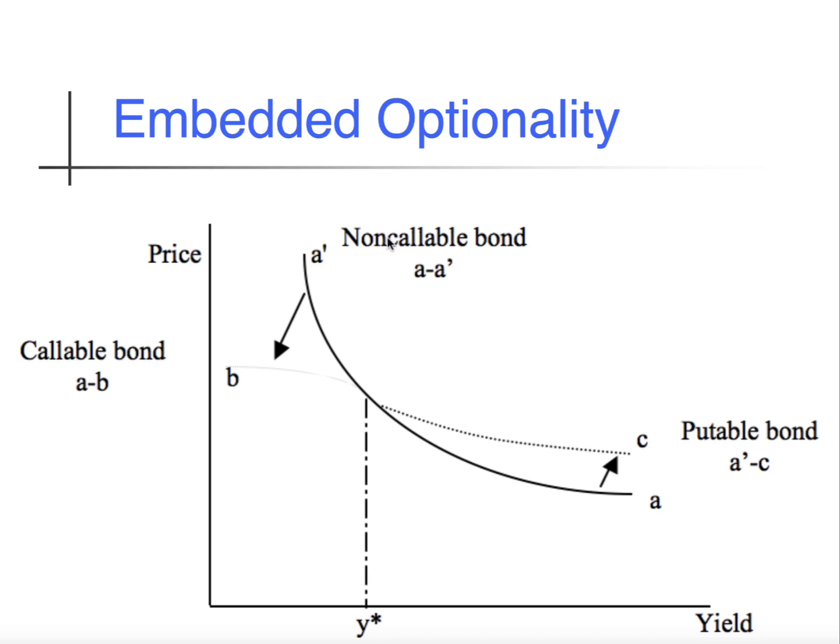And for a callable bond, it basically sets a ceiling on how high the bond price can go when rates go down. With a puttable bond, it sets a floor on how low the price can go when rates go up.